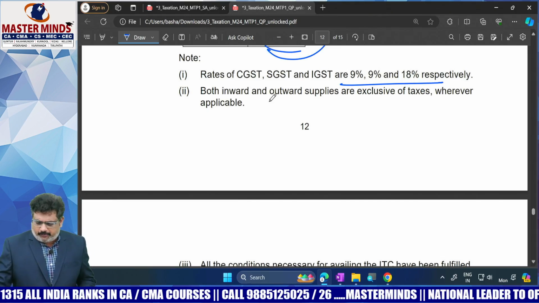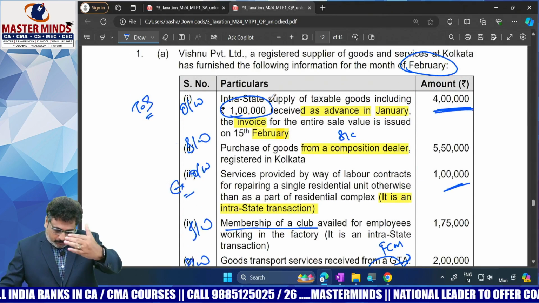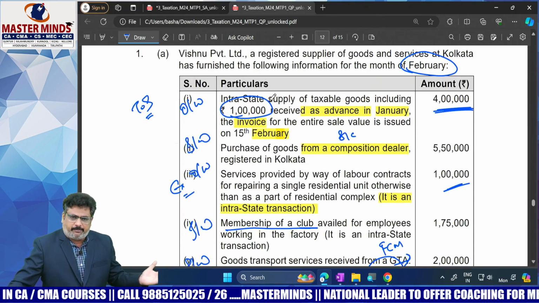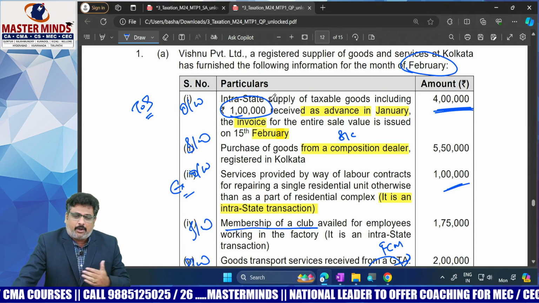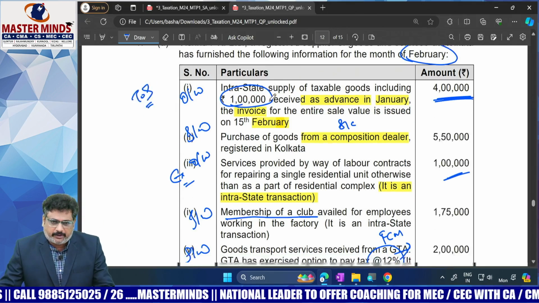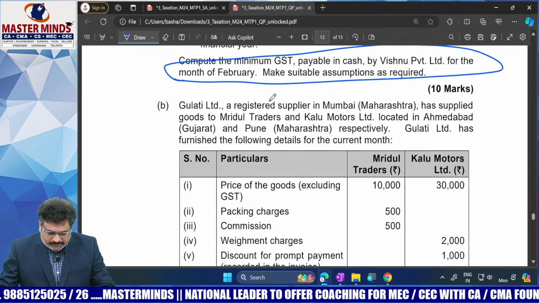Before answering the question, if the problem is this lengthy, you need to segregate it: what are the outward supplies and what are the inward supplies? Almost half of the question is solved at this stage itself, if you are able to do that. Okay, see the second one.